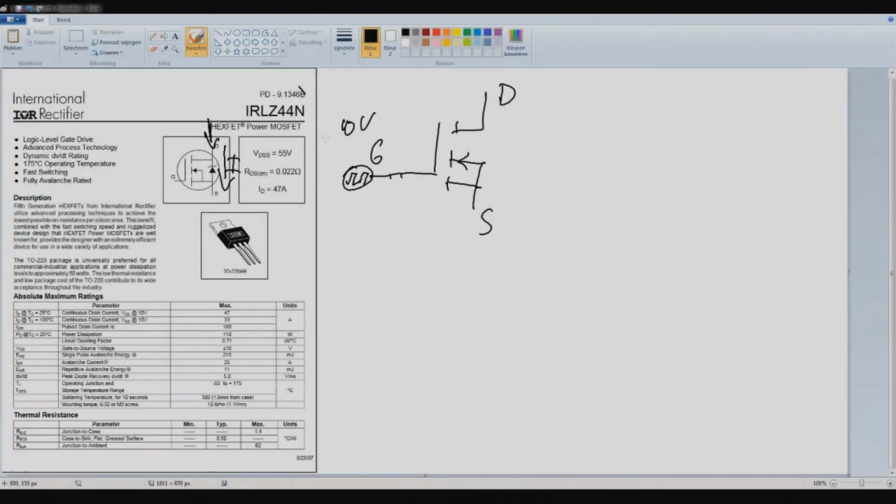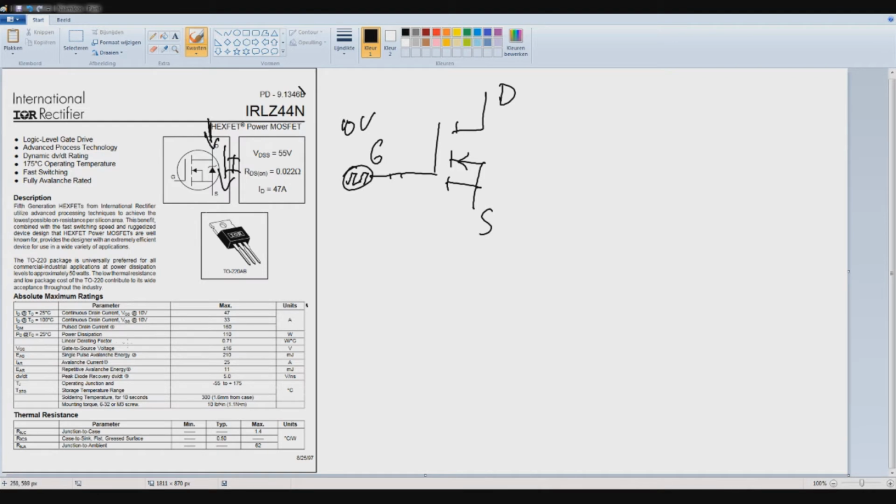So next up is the linear derating factor, which is 0.71 watts per degree Celsius. What this means is the amount of power it can dissipate to its surroundings. Maybe we'll take a look at that later.